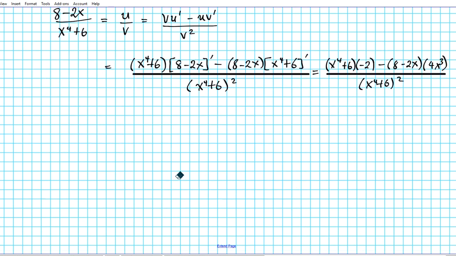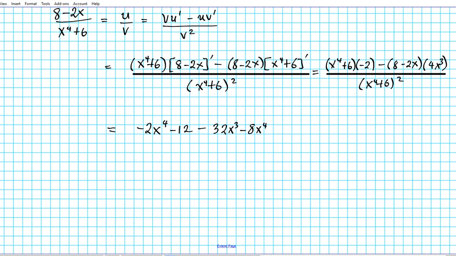Alright, let's go ahead and simplify. We're going to distribute this negative 2 to this entire quartic binomial. We have negative 2x^4 minus 12. Okay? And then let's distribute this here. We have minus, if you distribute 4, you have 32x^3 minus 8x^4.